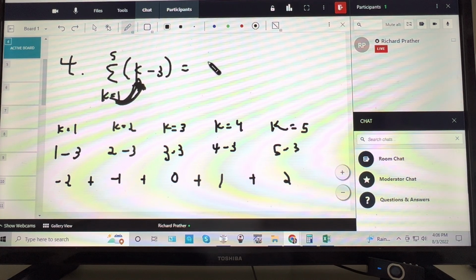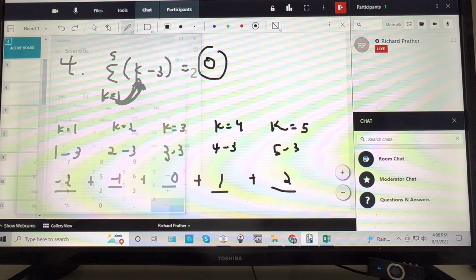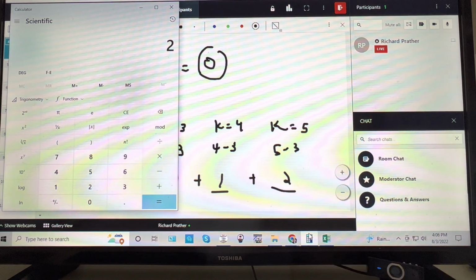And this answer is 0. I can tell already without a calculator because negative 2 plus 2 is 0. Negative 1 plus 1 is 0. Plus 0 is 0. But if you didn't know that, negative 2 plus negative 1 plus 0 plus 1 plus 2 equals 0.